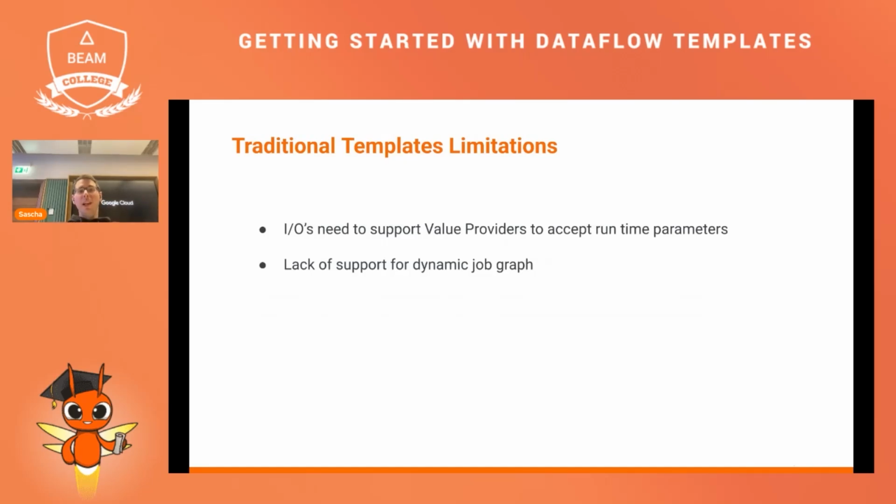There are a few limitations. Whenever you are developing traditional templates, you need to make sure that the IOs for connecting and storing data support the value provider class. And another limitation is that the job graph itself is static, so you're not able to have a dynamic job graph based on certain parameters whenever the template is submitted to run.